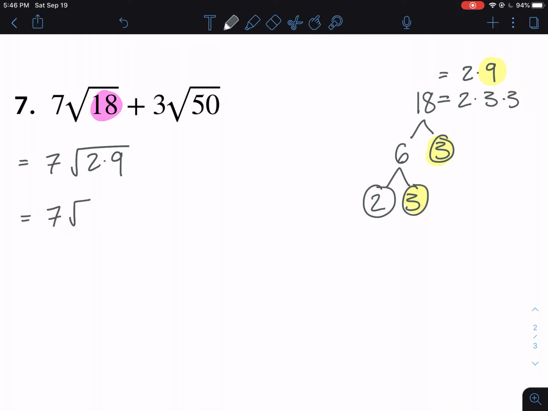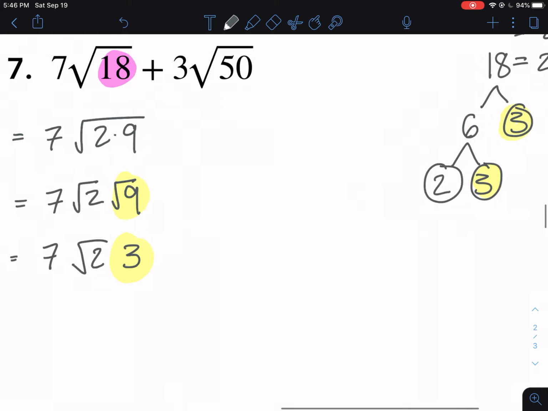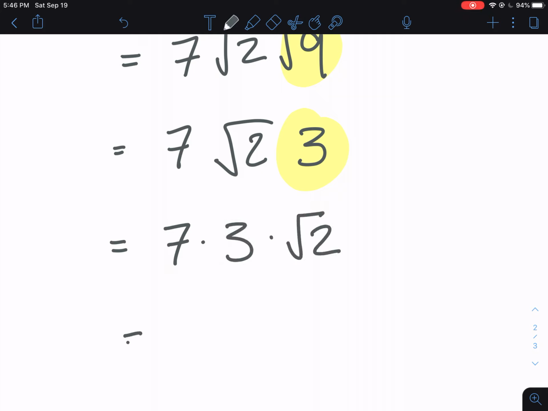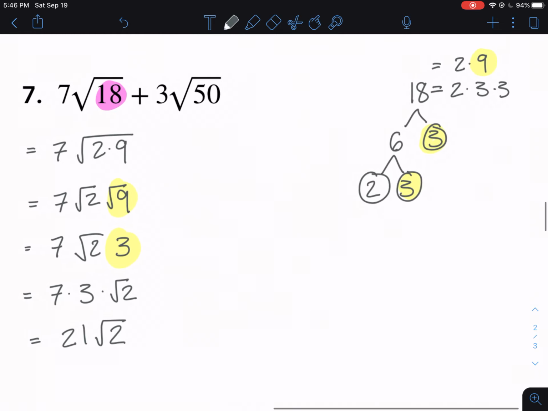7 times the square root of 2 times the square root of 9. And remember, the square root of 9 is 3. Awesome. I'm going to rearrange this just a little bit because it helps us with our math. So that's the same thing as 7 times 3 times the square root of 2. 7 times 3 is 21. So that's as much as we can clean that guy up right there. Let's do the second half.